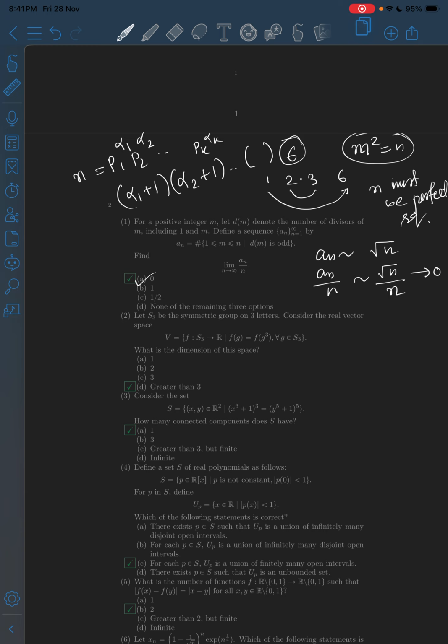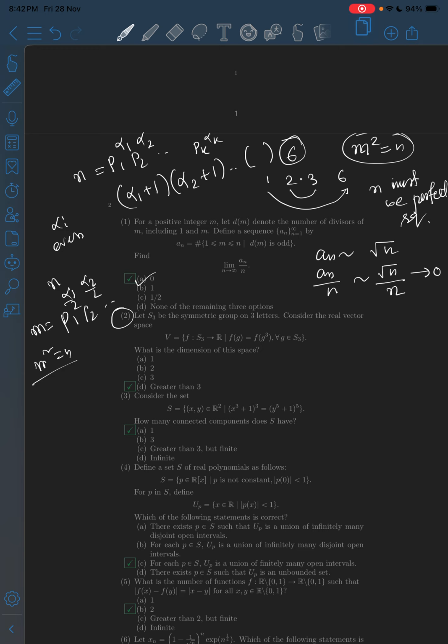If the number of divisors is odd, that means each and every alpha i must be even, because if alpha i is odd, then alpha i plus 1 is even, and so the product would be even. Then if each alpha is even, n must be a perfect square, because you can take m equal to p1 to the power alpha 1 by 2, p2 to the power alpha 2 by 2, and so on, and then m squared is n. This is the exact proof, so option 1 is correct. Okay, I hope it is clear.